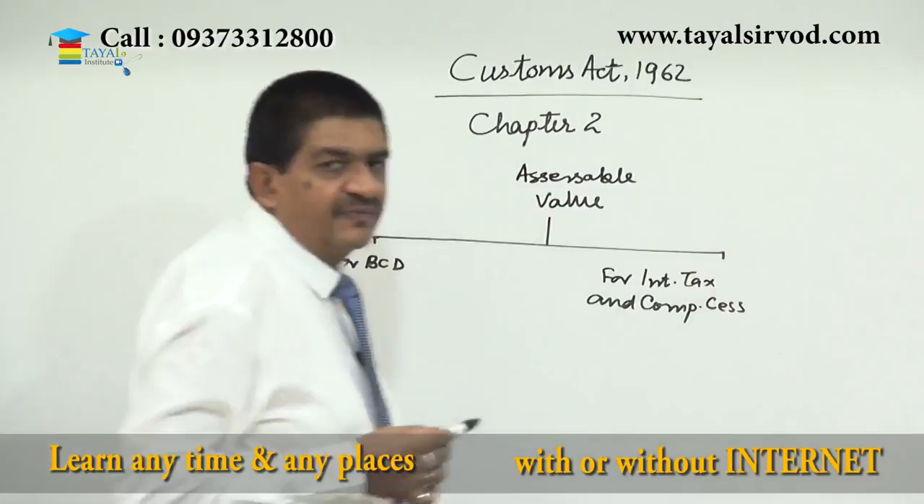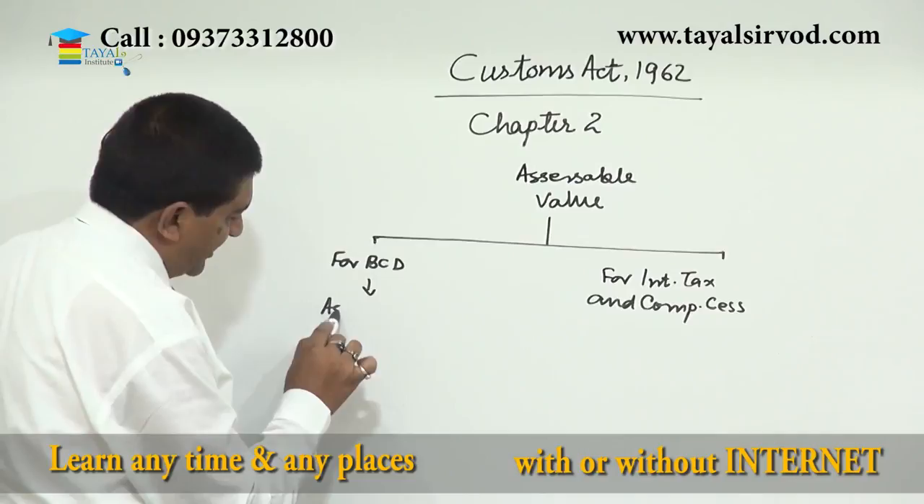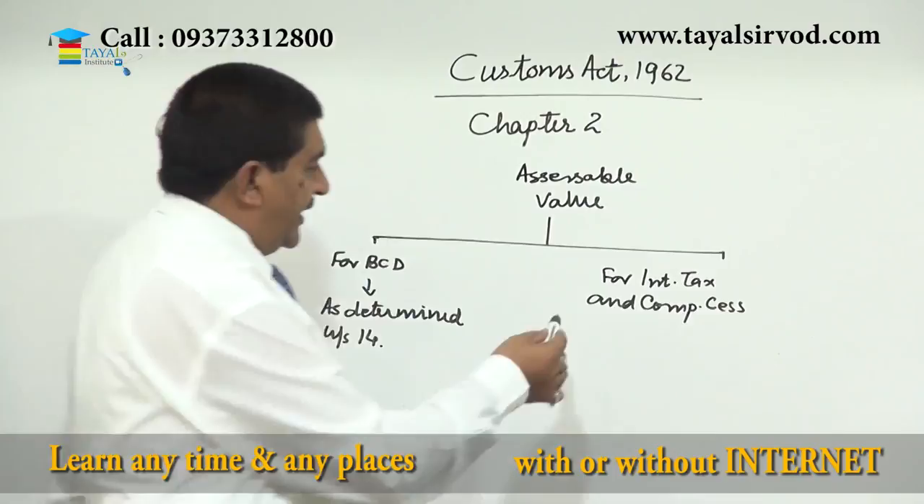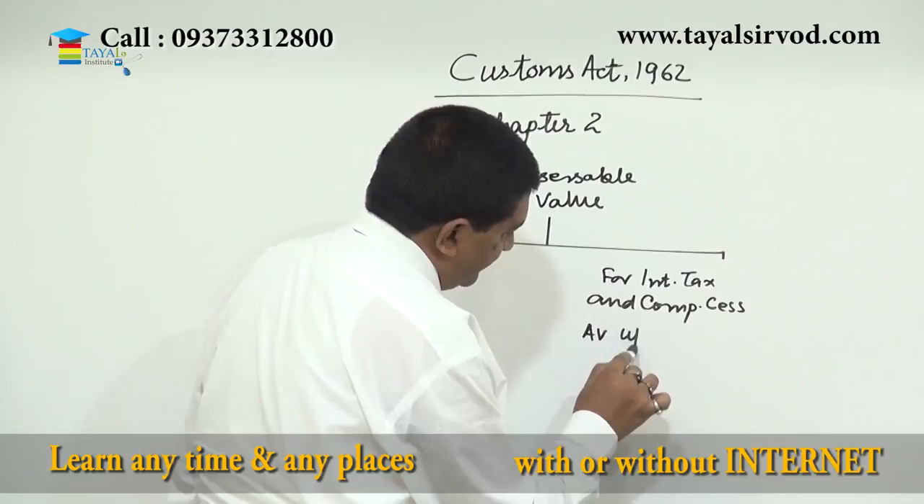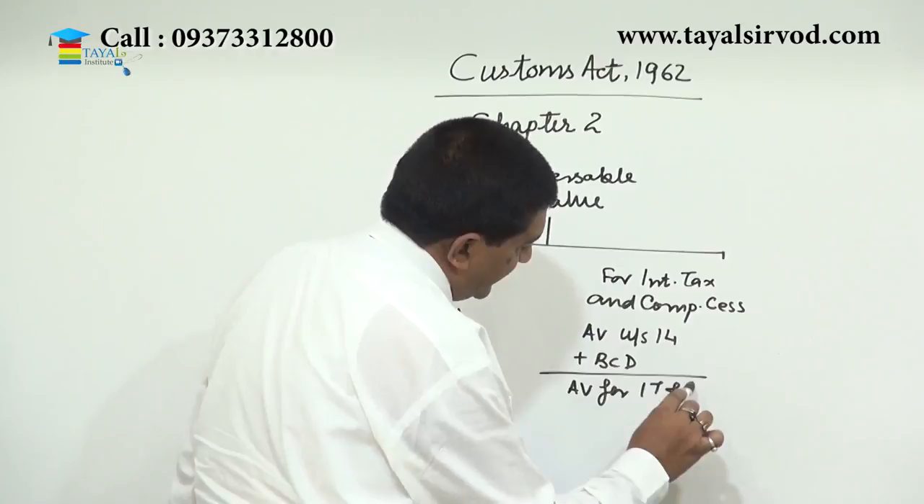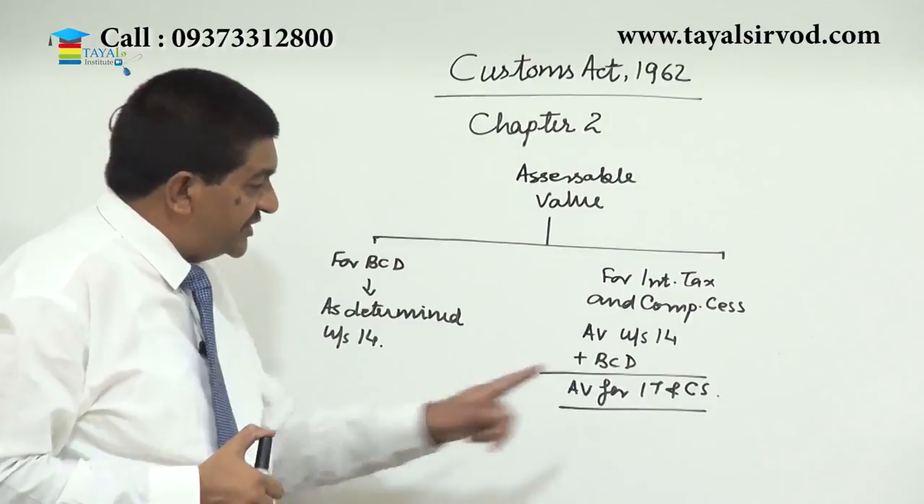For basic custom duty, the assessable value is as determined under section 14, and here we will have assessable value under section 14 plus BCD. This will be assessable value for integrated tax and compensation cess, right? So these two amounts will be calculated on the same assessable value. Both will be computed separately.